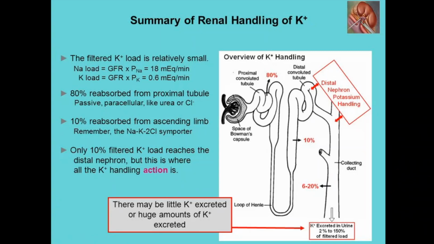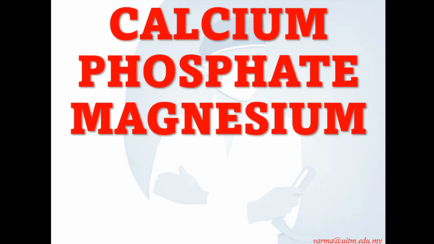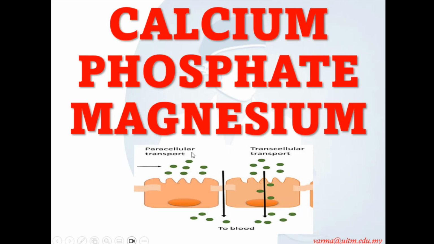So this is a summary of renal handling of potassium. Now we go to calcium, magnesium and phosphate. Again, what is paracellular? Paracellular is in between the cells. Transcellular is directly going through the cell via a certain channel or symporter.